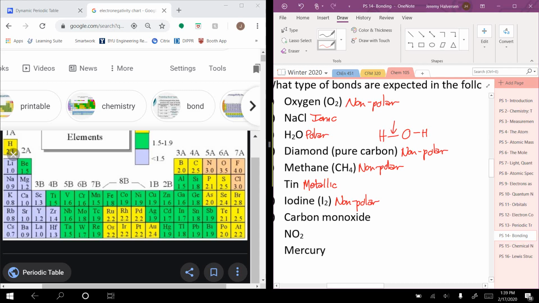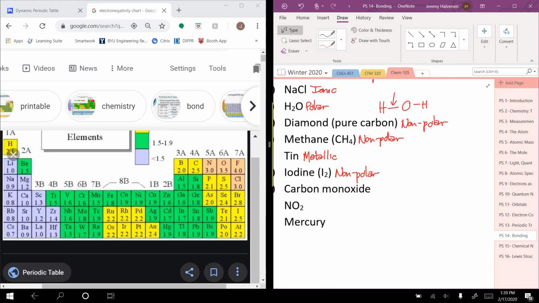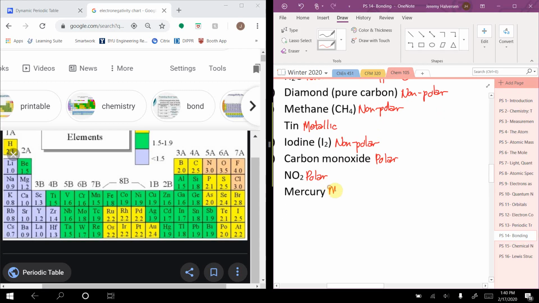Carbon monoxide, that's carbon and oxygen. 2.5 and 3.5 is a difference of 1, so that's going to be polar. NO2, I've got bonds between nitrogen and oxygen, that's a difference of 0.5, so that's going to be polar. And then mercury, Hg is right here, it's just a metal, and so that's going to be metallic.